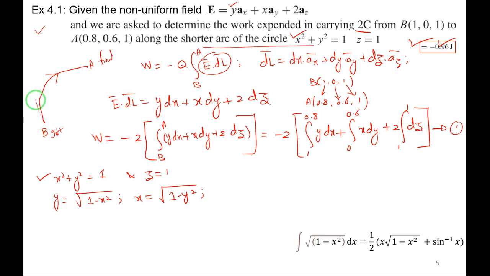Here in this problem we have moved along the shorter arc of the circle. In the second problem we will move along the straight line. The work done in both cases should be the same. If it is x here, it also should be x joules. Here it is minus 0.96. So in the second case also I have to get minus 0.96. We will see it.